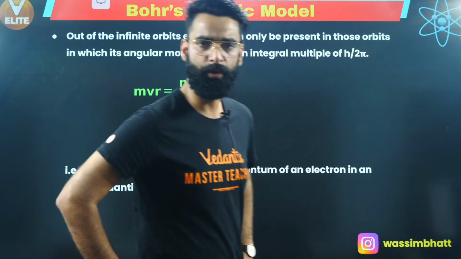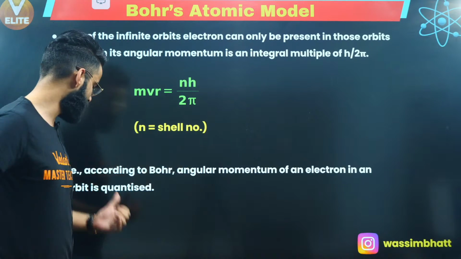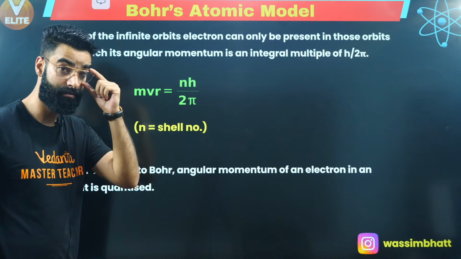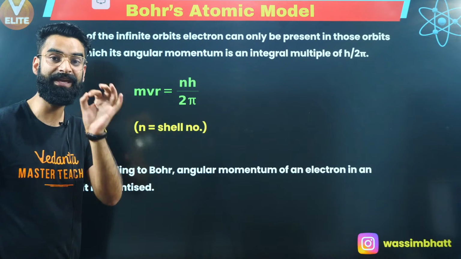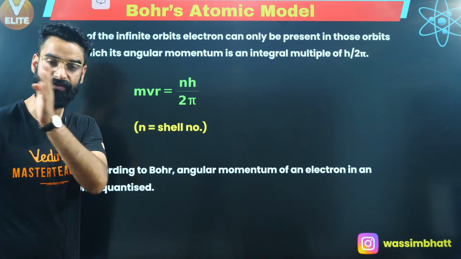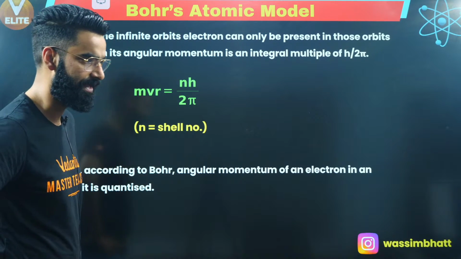So remember, from now onwards, according to Bohr, the angular momentum of an electron in an orbit remains quantized. The minimum value of angular momentum will be h upon 2 pi. Then it becomes 2h upon 2 pi, 3h upon 2 pi, and so on. So the angular momentum actually remains quantized over here.